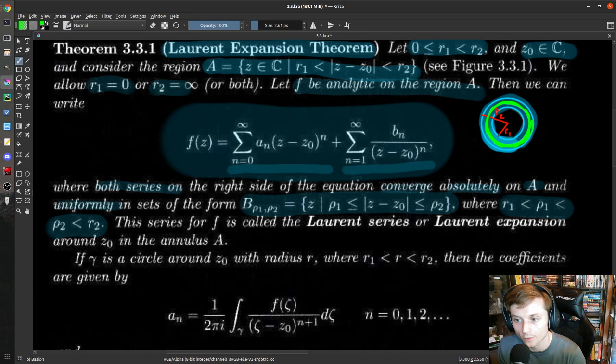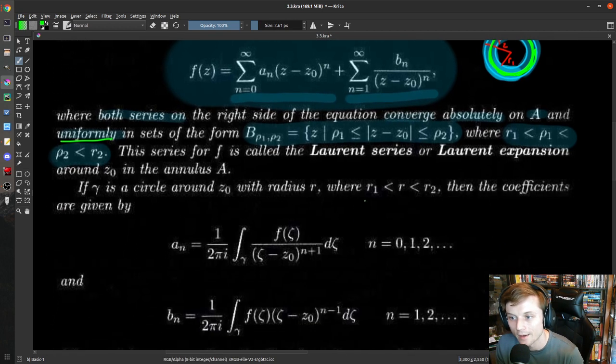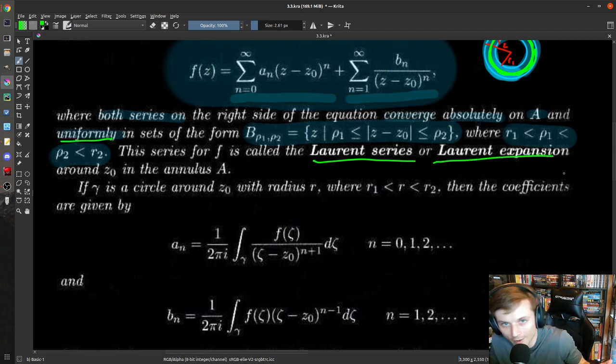So row 1, row 2, these little rings, that's where we get uniform convergence of this doubled up power series. This series is called the Laurent series, as you might imagine from the Laurent Expansion theorem. You also call it the Laurent Expansion, whatever you want to call it. You're expanding it out into a sum. And of course this is around z naught in the annulus A. So it's a Laurent series about z naught, for z naught in this region. And of course the z naught matters and the region matters.